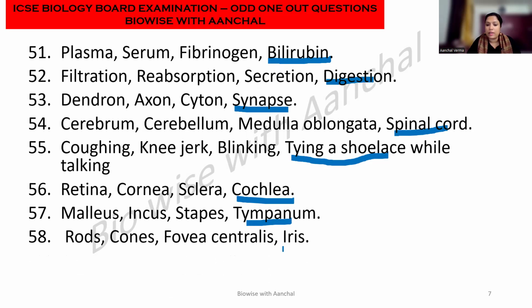Rods, cones, fovea centralis, and iris. Now here iris, because the rest are all the things present in the retina. The rest are the components of the retina. Fovea centralis is what? Yellow spot.